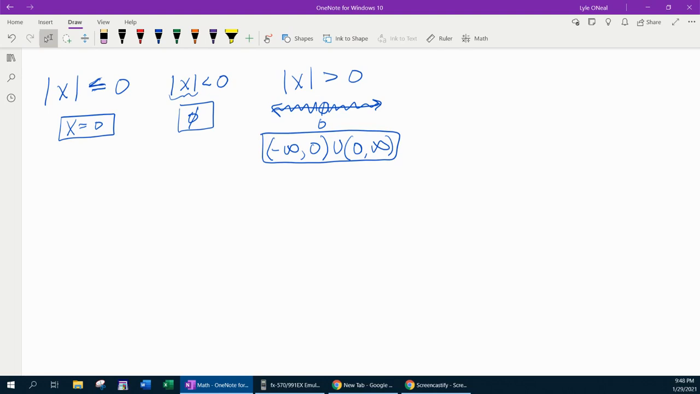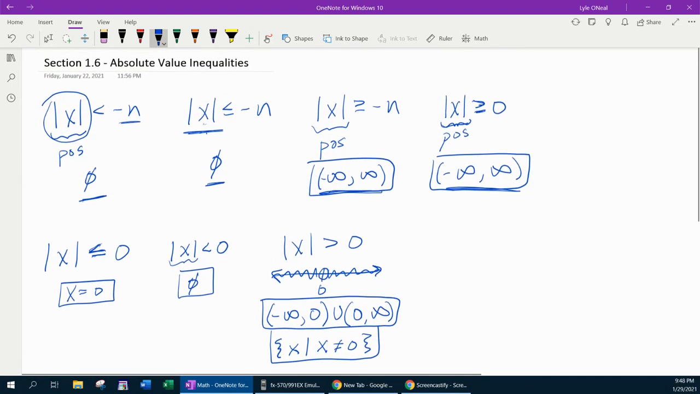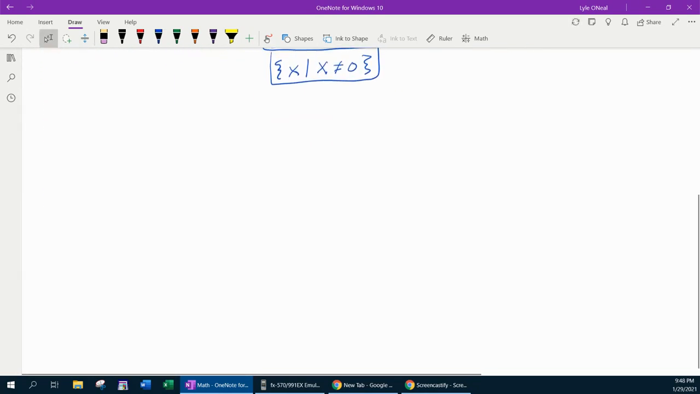Okay, what about set notation? You would say, hey, the solution set is the set of all x such that x cannot be 0. That's the way this answer would look in set notation, because this says, hey, x can be anything but 0. And those are the tricky situations that you're going to need to look out for, okay? Now we can jump into actual examples.